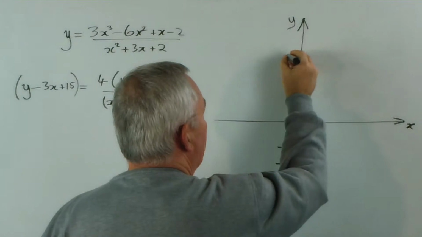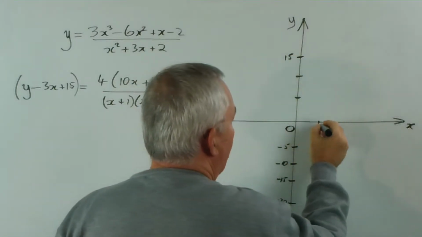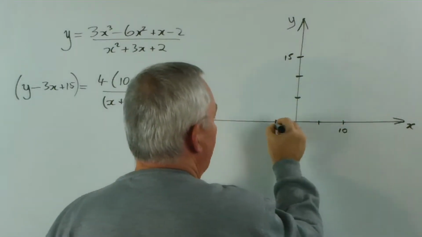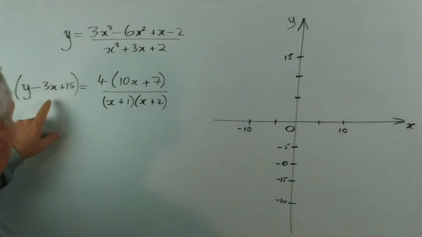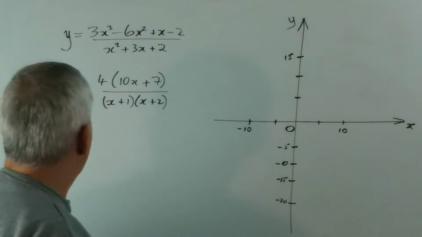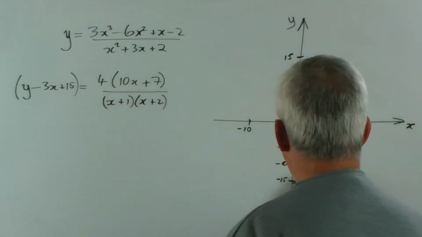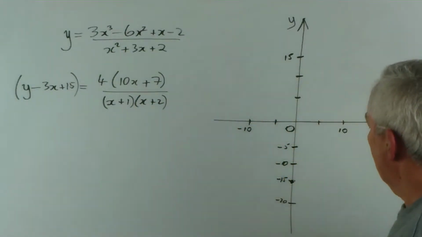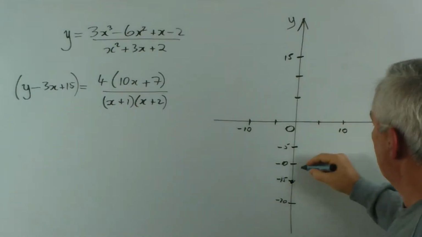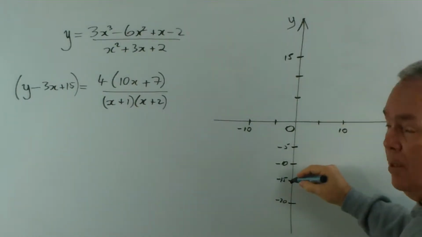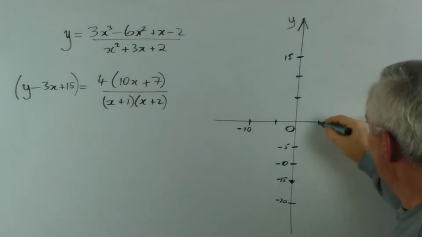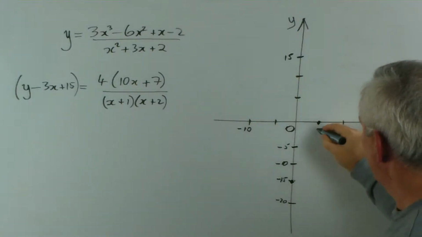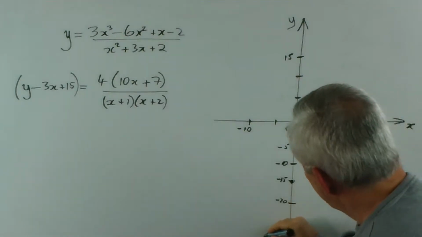5, 10, 15, 5, 10. So our first graph is y equals 3x minus 15. So it's minus 15, and its gradient is 3, which means across 1 up 3, across 1 up 3, or if you like, across 5 and up 15. So we'd go through here, through 5. Let's draw this in.